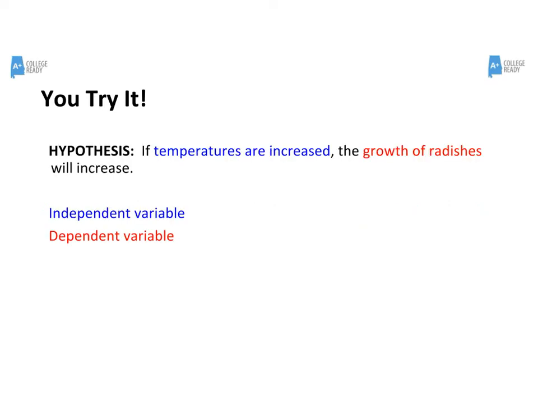So one appropriate hypothesis might be: if the temperatures are increased, the growth of radishes will increase. This is the dependent variable. The dependent variable depends upon the independent variable. The independent variable is graphed on the x-axis. The dependent variable is graphed on the y.